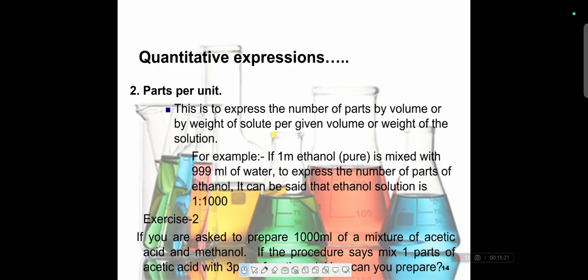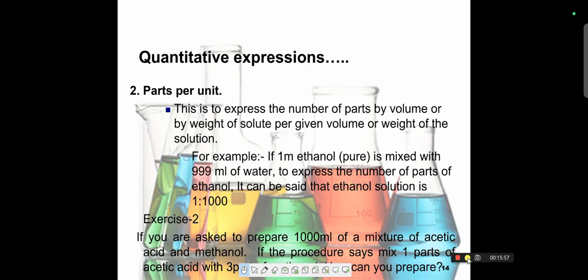Now talking about the parts per unit. What is parts per unit? Parts per unit is used to express the number of parts by volume or by weight of the solute per given volume or weight of the solution, right? To understand this, let's take help of this example. If 1 ml of ethanol is mixed with 999 ml of water, to express that number of parts of ethanol, we can say that the ethanol is 1:1000 of that solution, right?